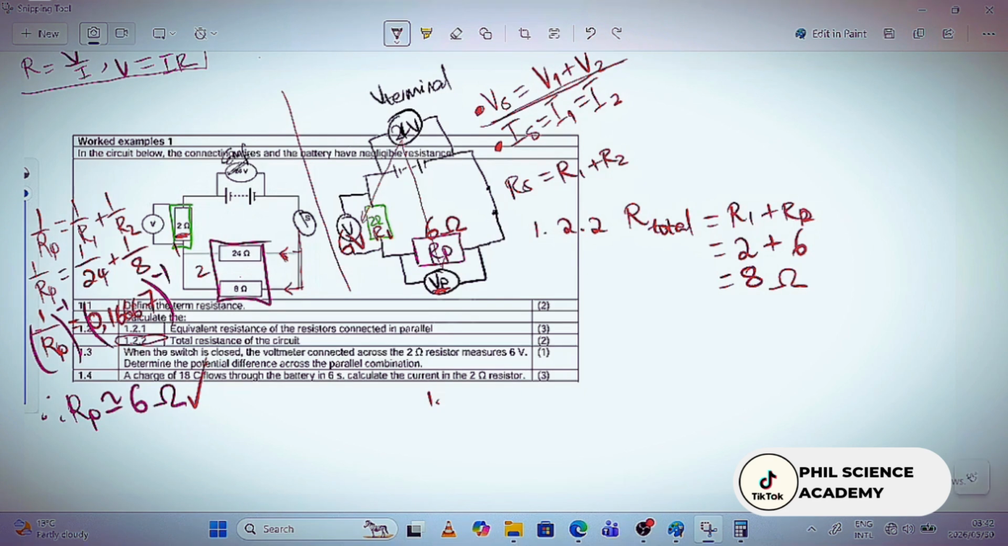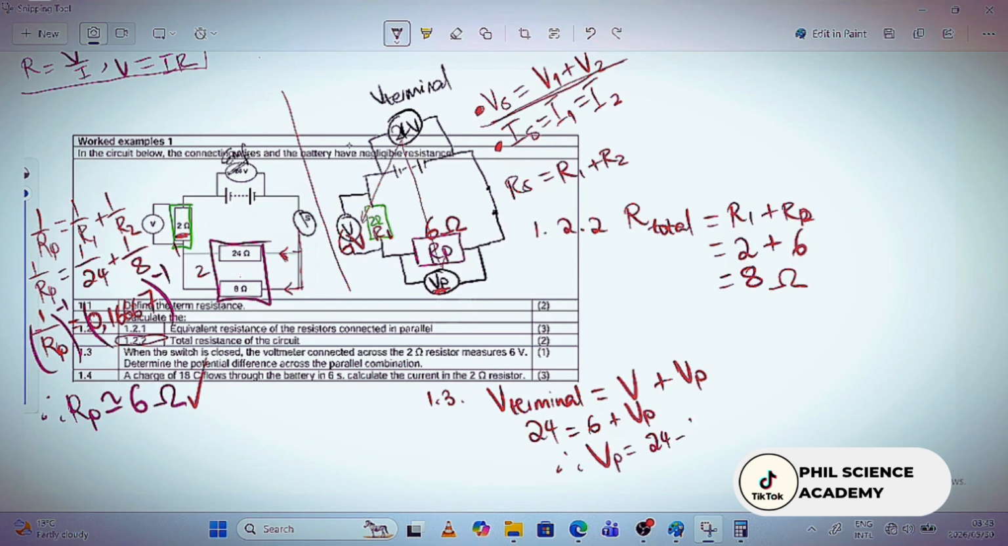So remember for 1.3, it's easy. We're just going to say V terminal will be equals to V plus V parallel. Remember this is V and this is V parallel, right? And then we're looking for V parallel. So V terminal, we already know what it is. V terminal is 24, and then V is 6 plus V parallel. So therefore we'll take the 6 that side. So V parallel will be equals to 24 minus 6, and then 24 minus 6 will give us 18V. So here it's 18V, and then we can see that 6 plus 18 has to give us what? The V terminal, right? So now that's how you basically solve this kind of questions.